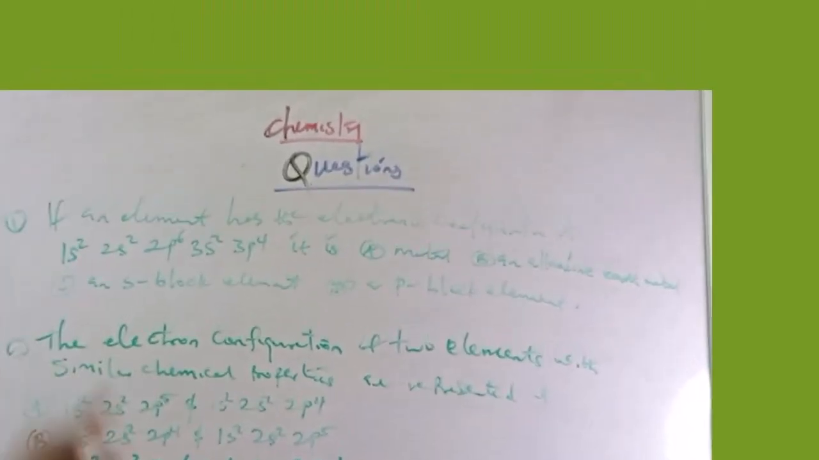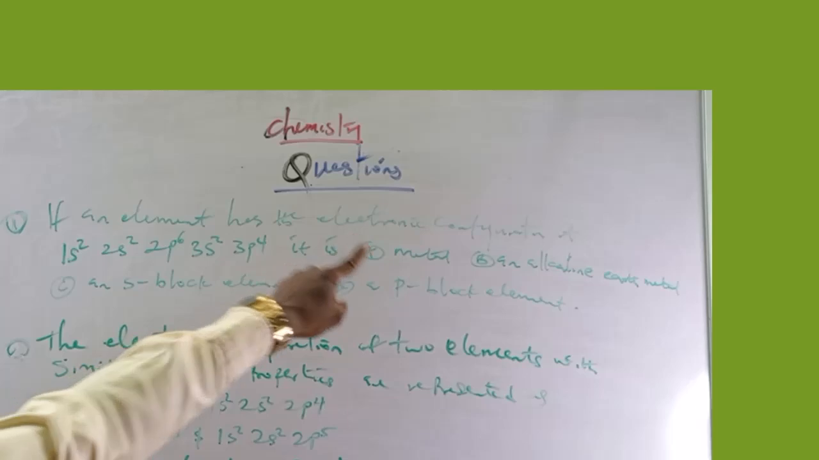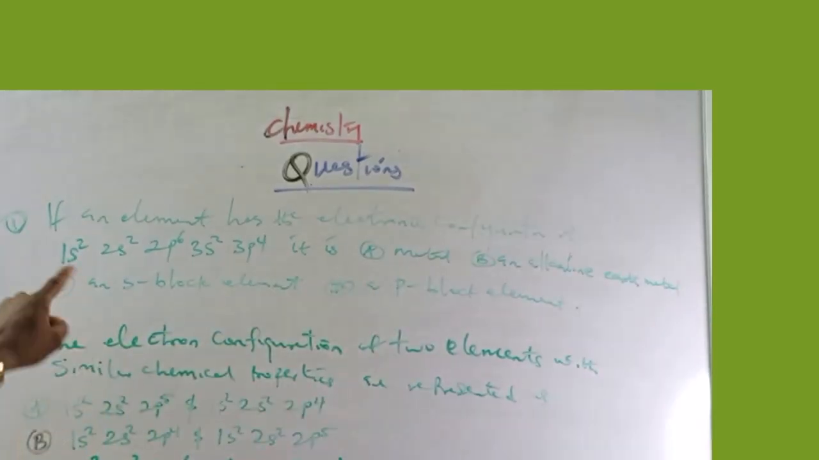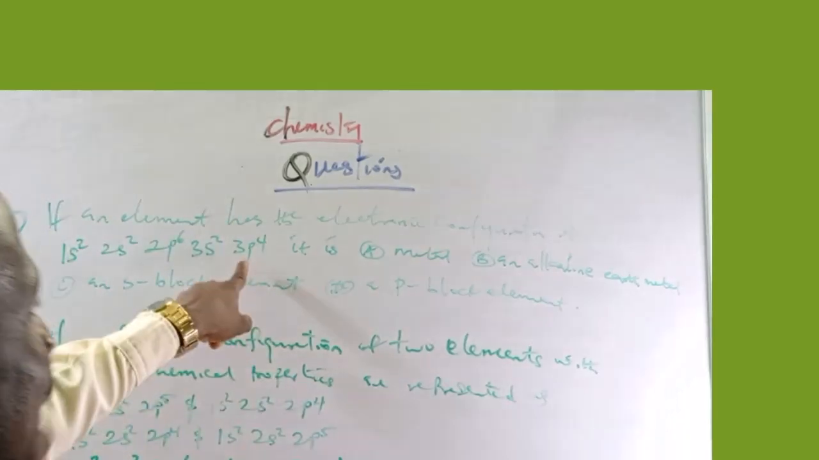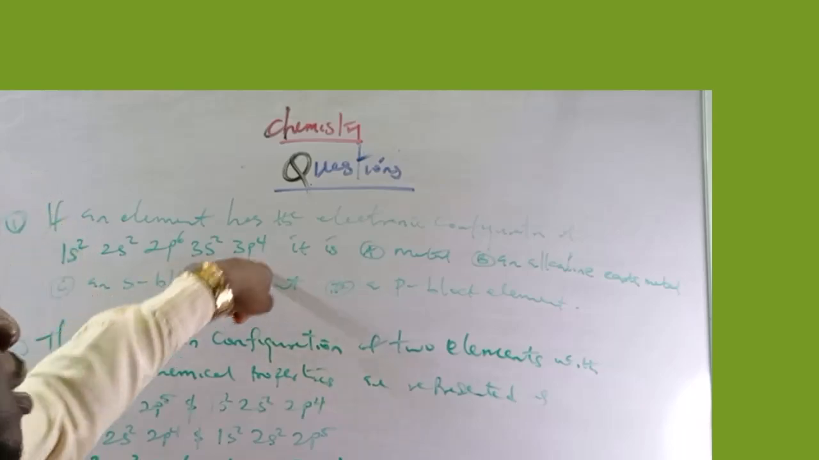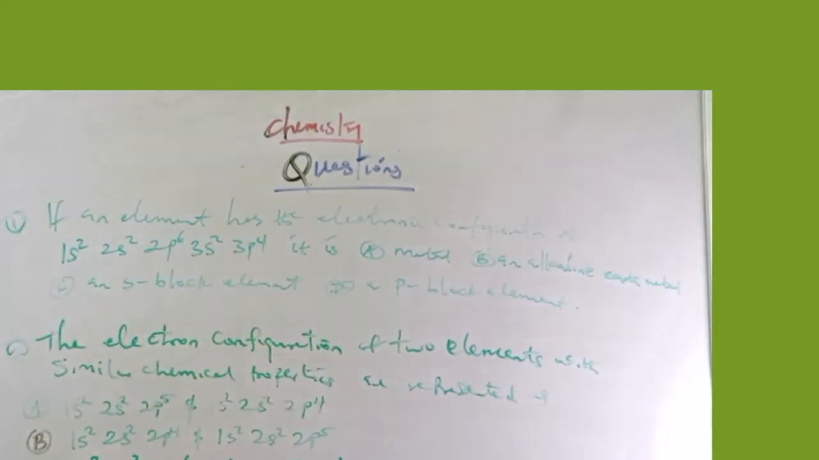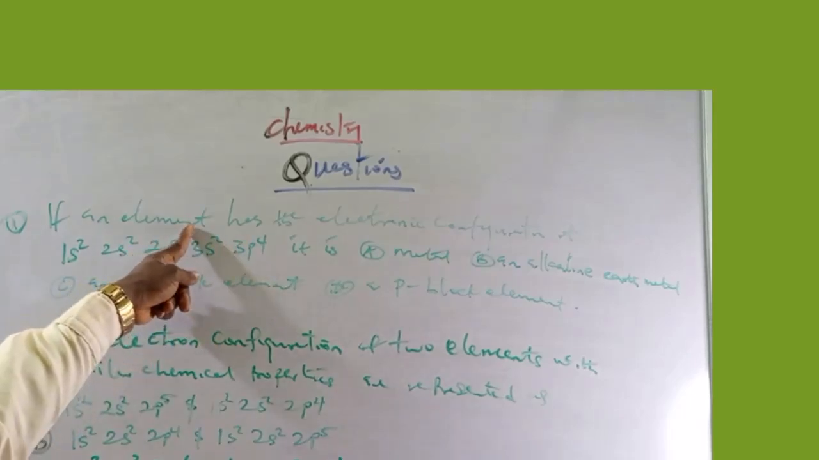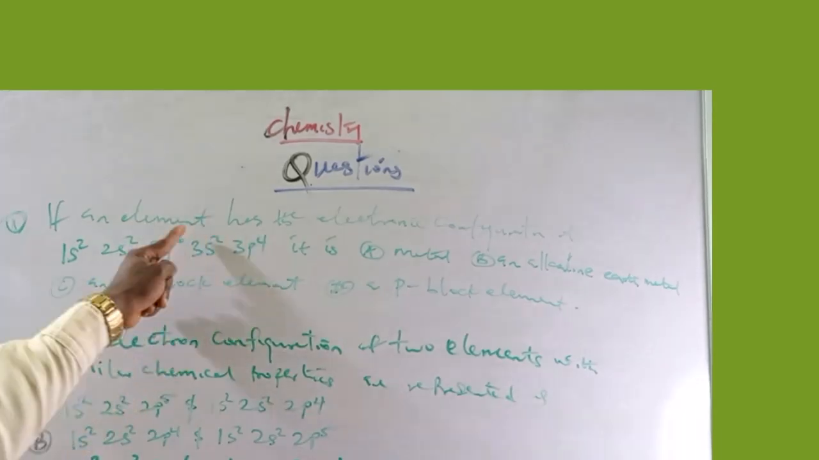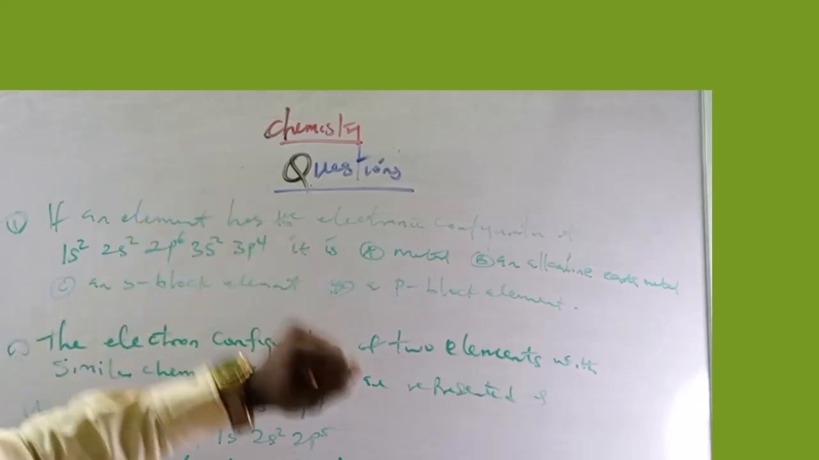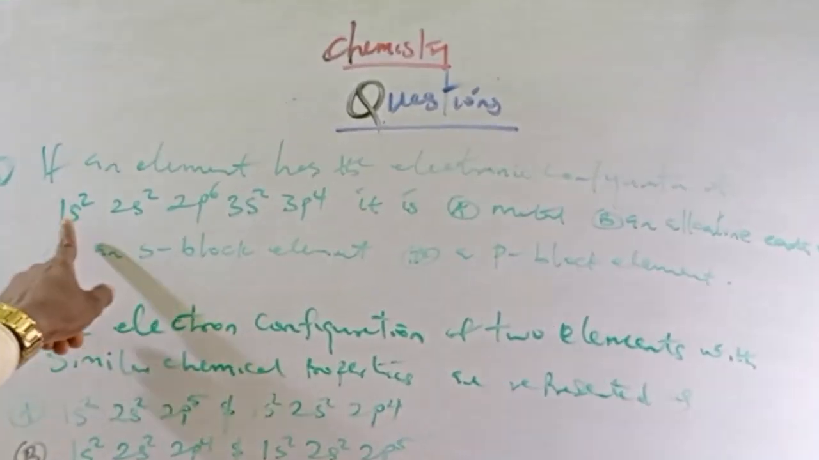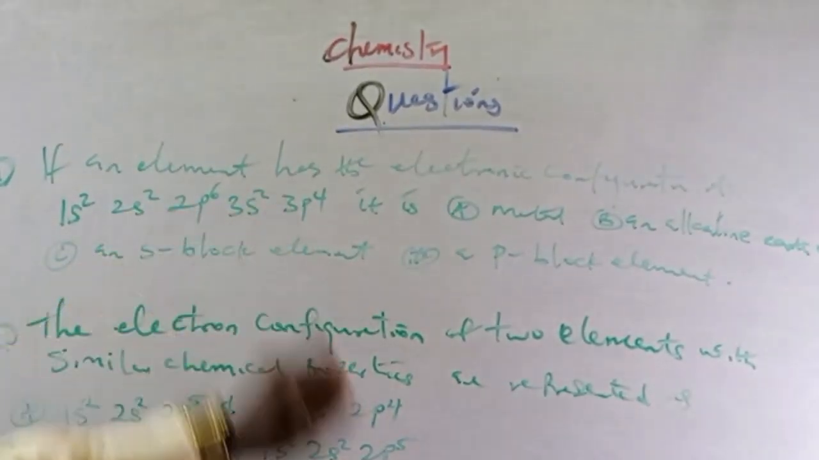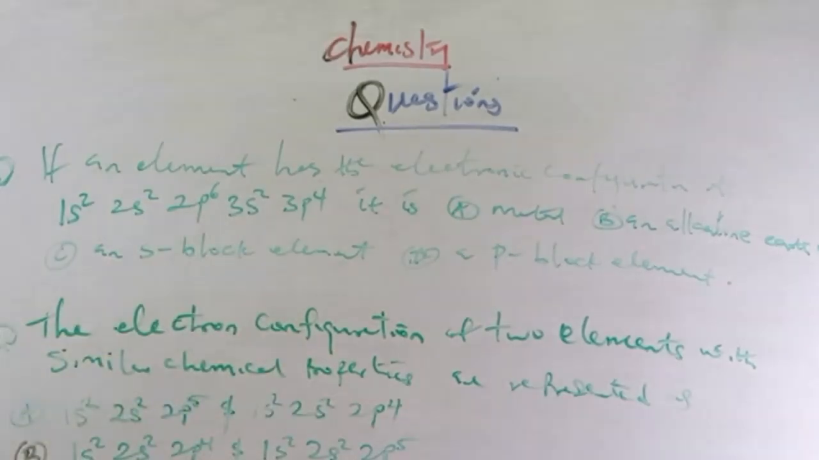So now the question: if an element has the electronic configuration of 1s2, 2s2, 2p6, 3s2, 3p4, the last orbital here is p orbital, so this element is a p block element. Is this element also a metal? What is the last valence electron? The number of electrons in the last energy level here is 2 plus 4, which is 6. Such an element is not a metal. The total number of electrons is 6 and 10, 16. So this is not a metal.